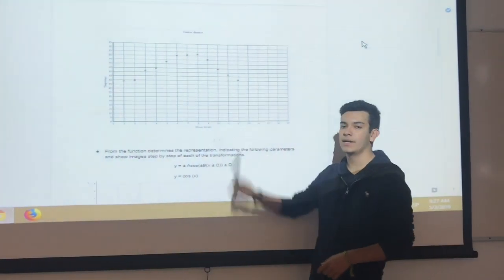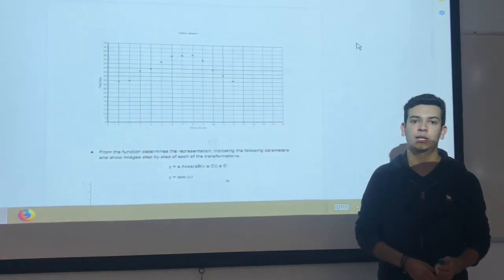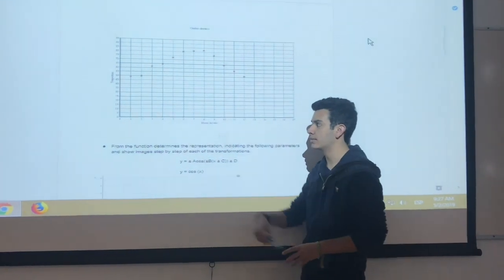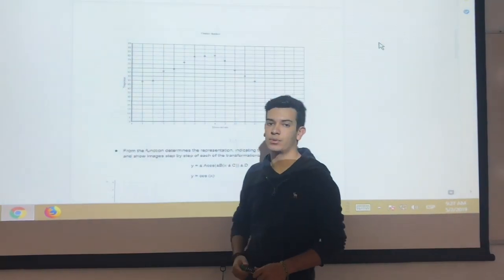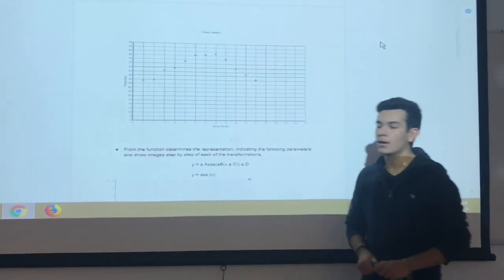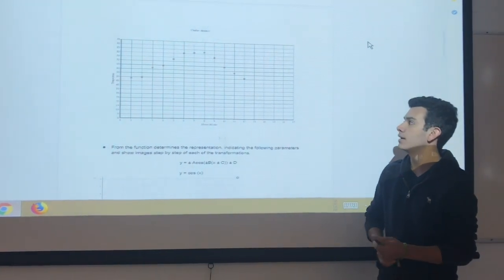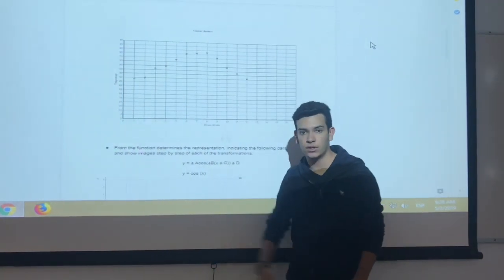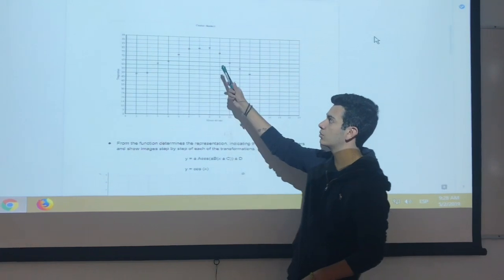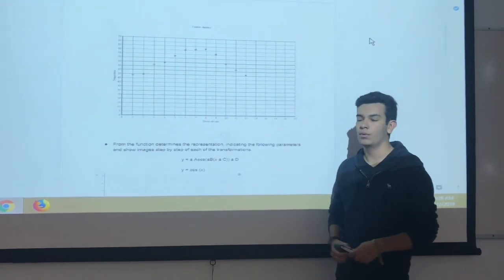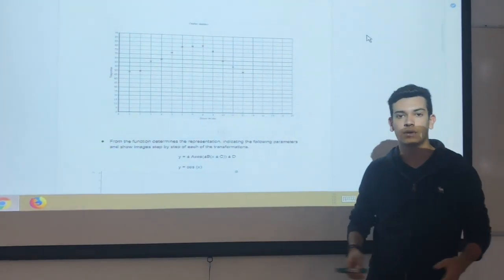First, we need to organize our values in a scatter plot. In this line, we organize the time, and in this line, we organize the temperature. By organizing our values, we notice that it has the behavior of a cosine function. It starts from the bottom, goes to the top, and ends in the bottom. So we figured out that it was a cosine function.